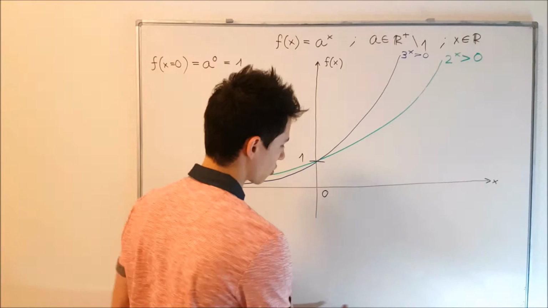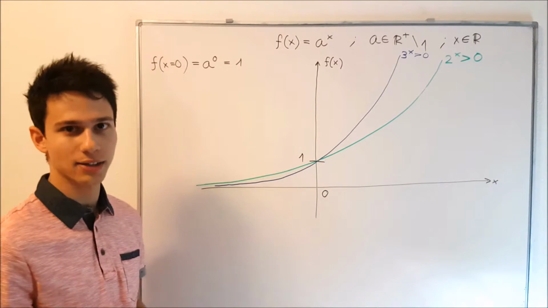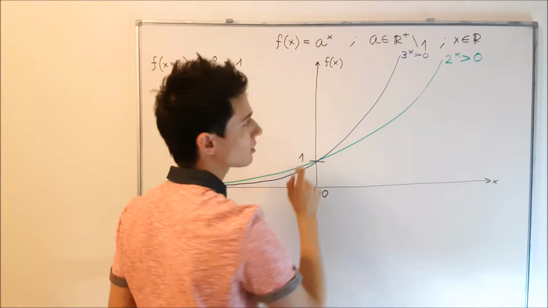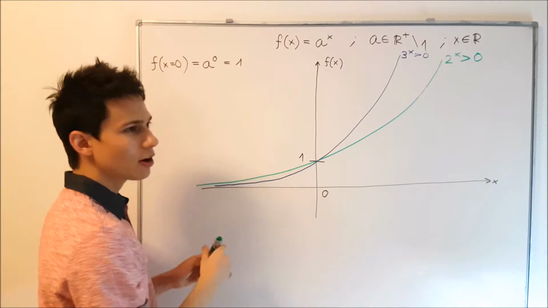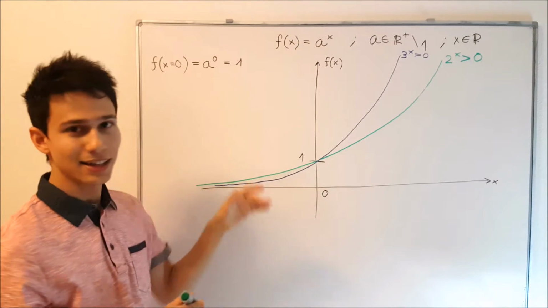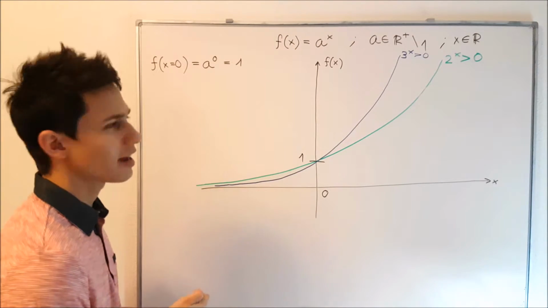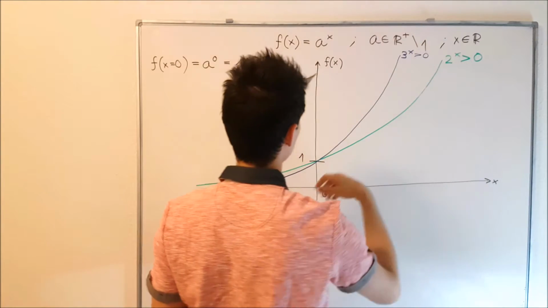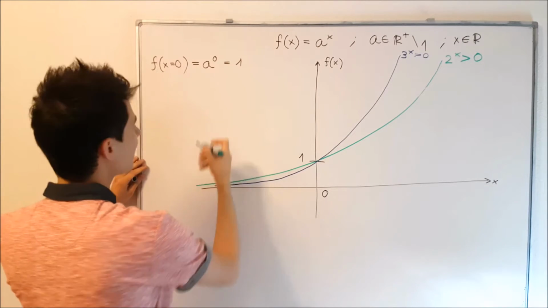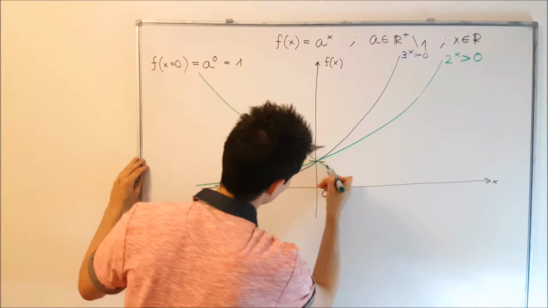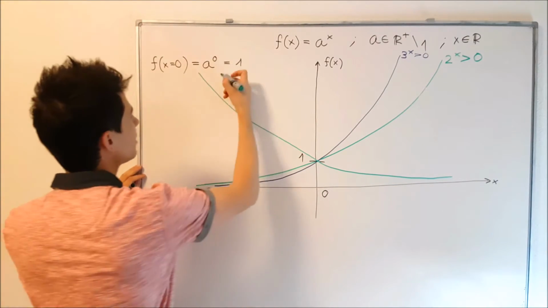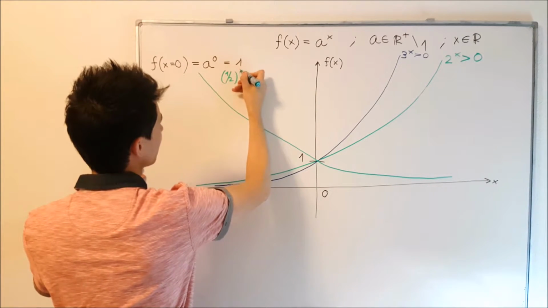Now let's try to graph 1/2 to the power x. So far, these were bases where a was greater than 1. Now let's try to graph this function where the base a is less than 1. So for example, 1/2. And all we need to do is mirror 2 to the power x at this particular line, the y-axis. So what we get is approximately this function right here, which again crosses the y-axis at the value 1, and this would be 1/2 to the power x.